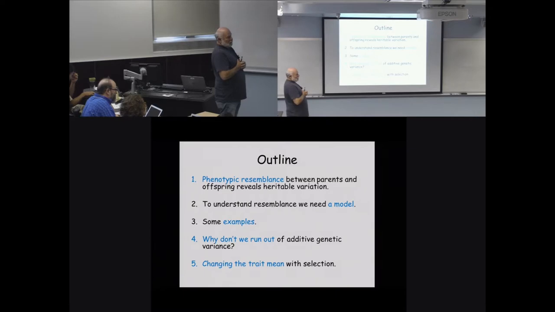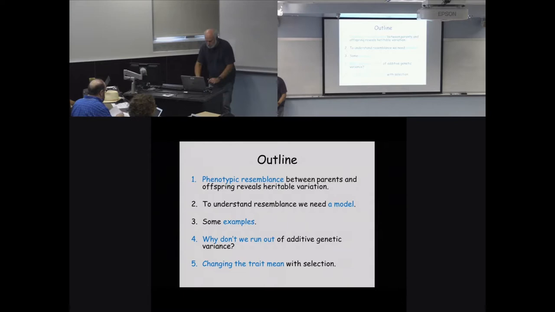We are going to stop and ponder why we don't run out of additive genetic variants. I've had colleagues ask me about this, and I have to remind them that mutation is an ongoing thing. So that's the point we're going to make there. And then finally, we're going to end up with response to selection, how the trait means change under particular selection regimes.